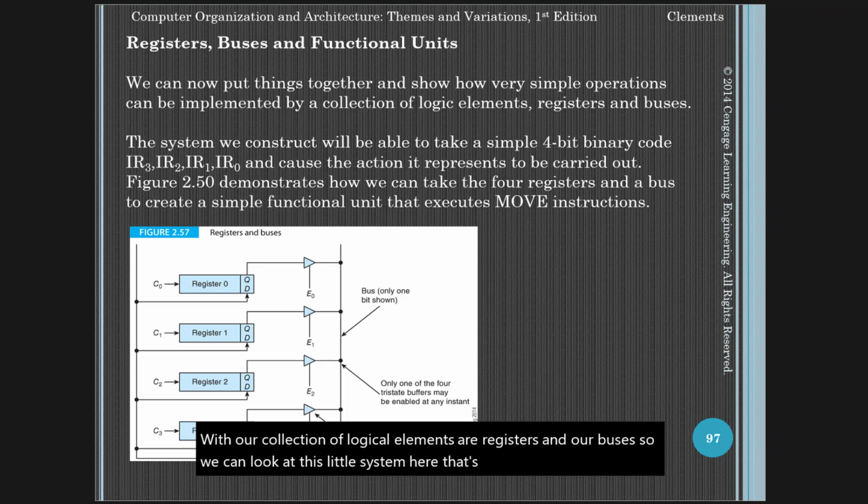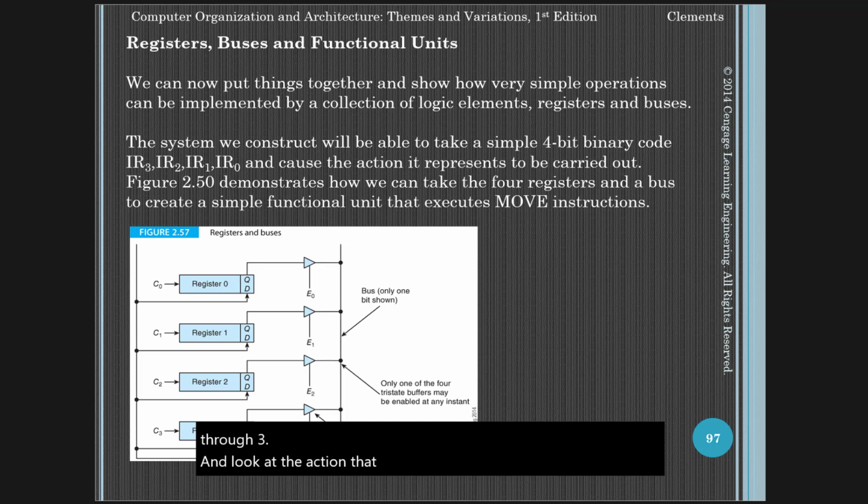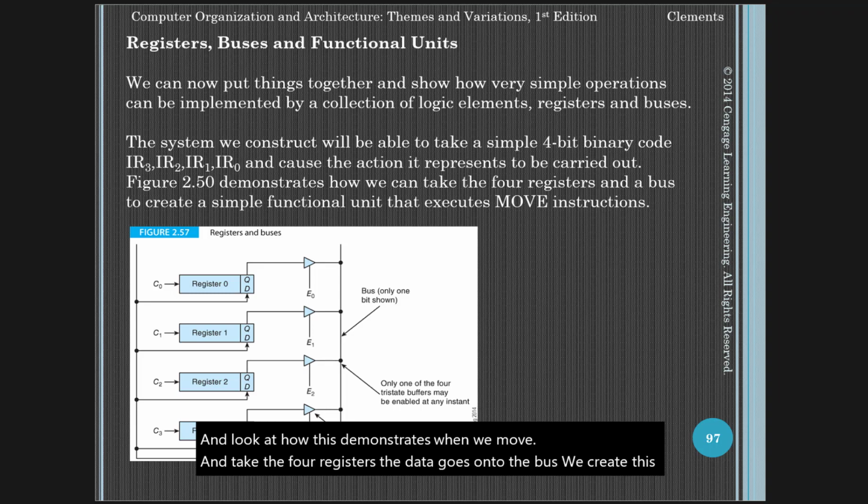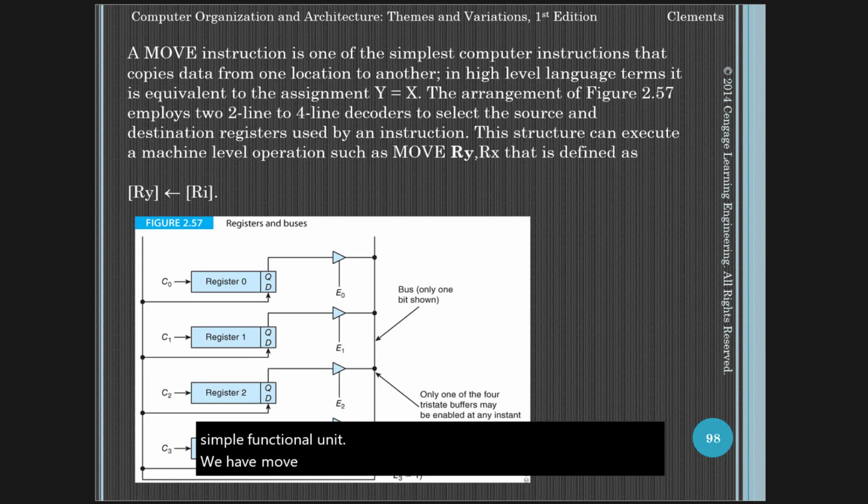So we can look at this little system here that's constructed, taking a simple 4-bit binary code, which is placed into 4 separate registers, 0 through 3, and look at the action that needs to be carried out, and how this demonstrates when we take the 4 registers, the data goes onto the bus, we create this simple functional unit. We have move instructions, which allow us to tell the data, right? One of the simplest computer instructions that tells the data to move from one location to another. And if we think about this in a high-level language in our programming languages, this is exactly what happens if you say, take variable y and equal it to x. We're just copying data from one location to another.